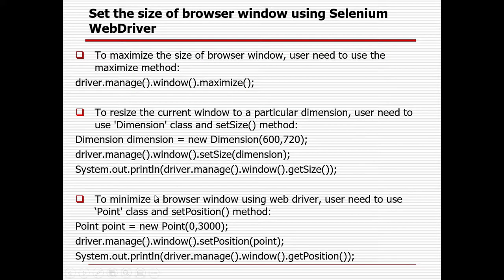Then, to minimize a browser window using WebDriver, the user needs to use the Point class. So with the help of the Point class and the setPosition method, we can minimize a browser window using Selenium WebDriver, where we create an object or instance of the Point class and pass the reference of the position. Here I am giving a 0, so it will minimize, and anyone will not be able to open it once it is minimized. Then with the help of the setPosition method I can set the point positions, and also I can get the positions, right?